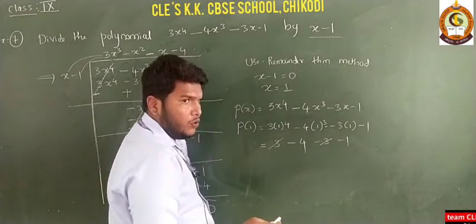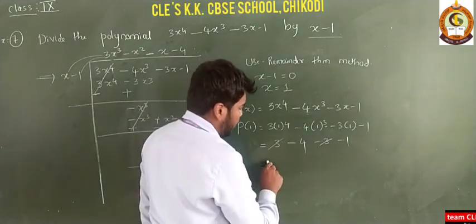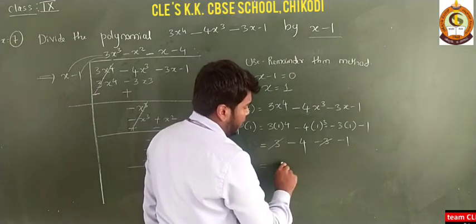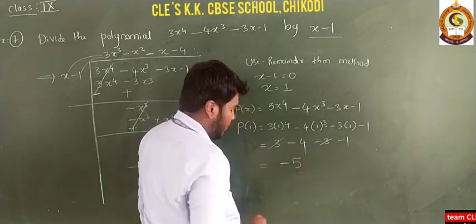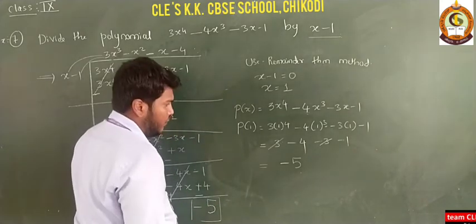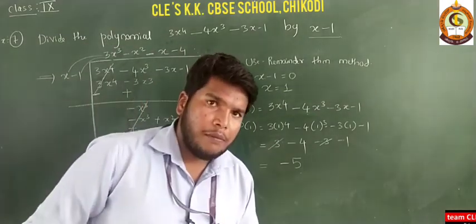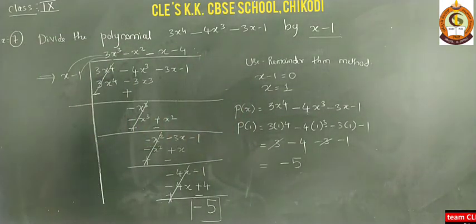Whenever you are adding two negative integers, you have to add and keep the negative sign. So minus 4 minus 1 is minus 5. That means our required answer, that is the remainder, is correct. Here also we are getting minus 5. If I use the remainder theorem method also, I am getting minus 5. So dear students, please note down this problem and solve it.